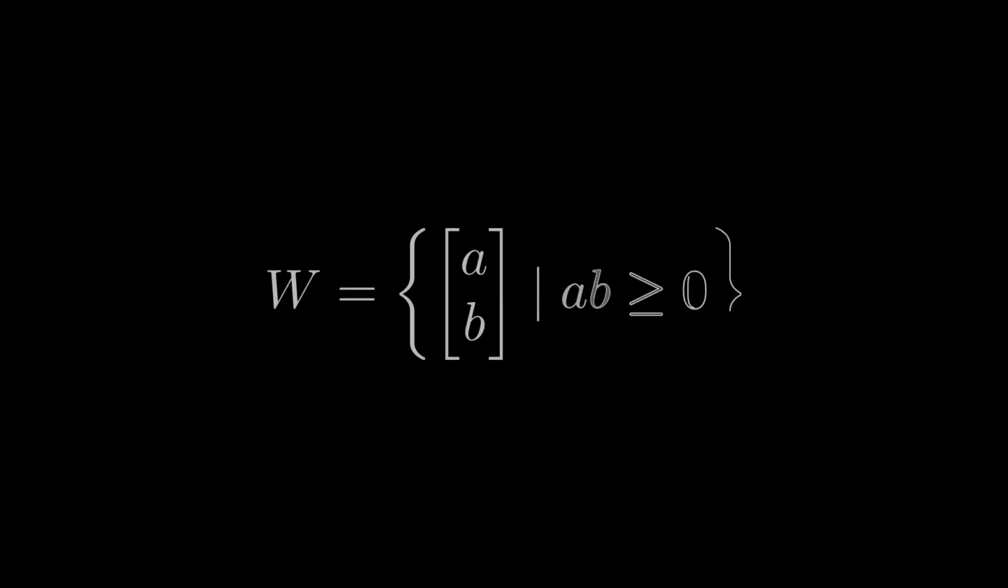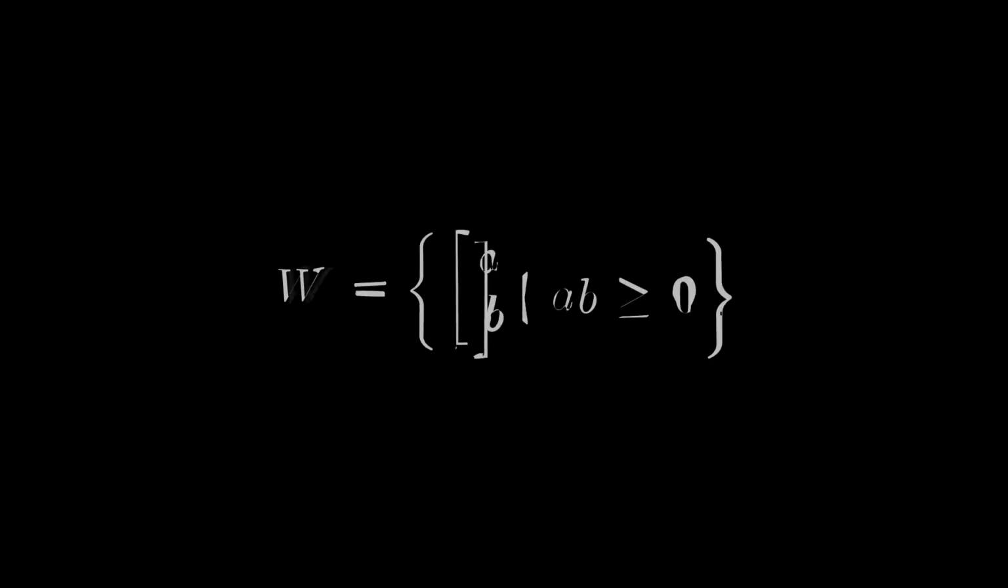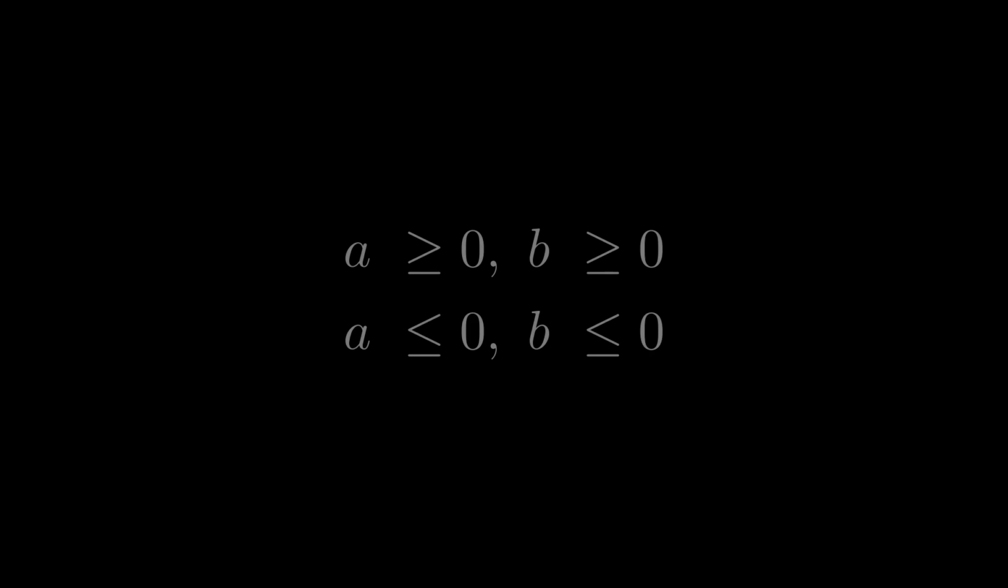So we were looking at this question. Is this a vector space? We know that for a product of two numbers to be positive, the two numbers must either be positive or both negative, which corresponds to the first and third quadrant.